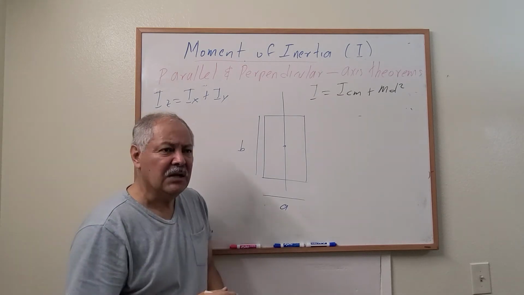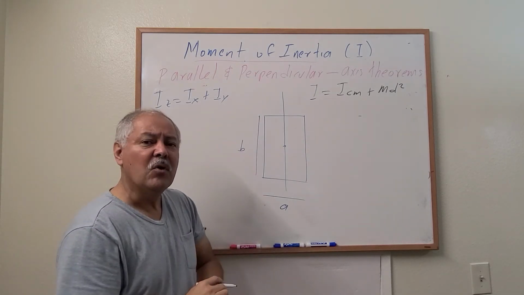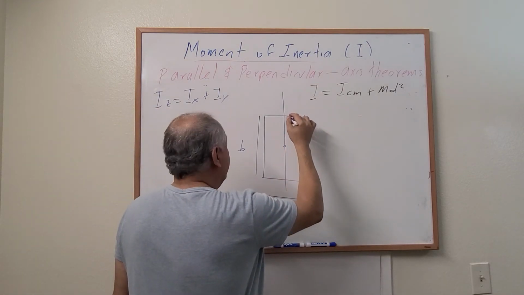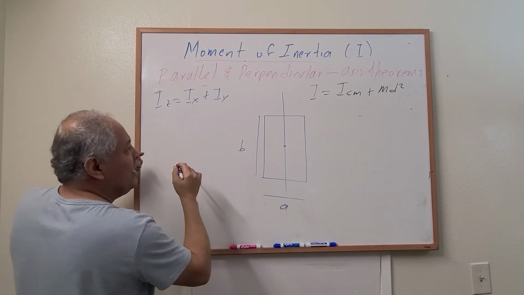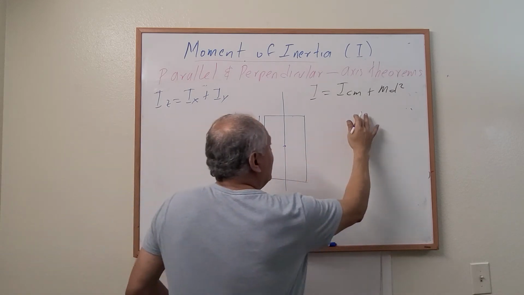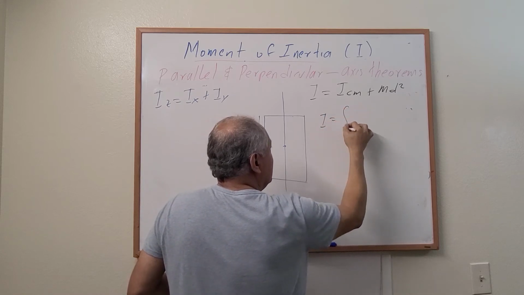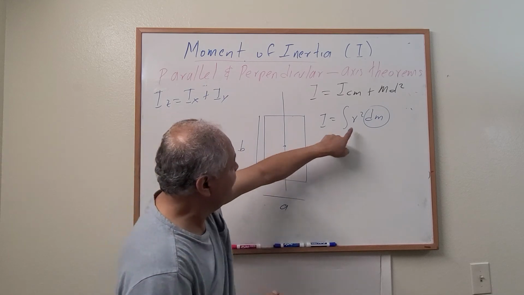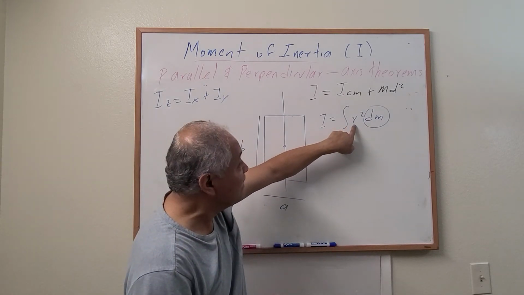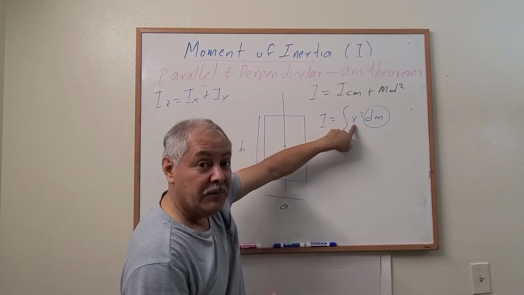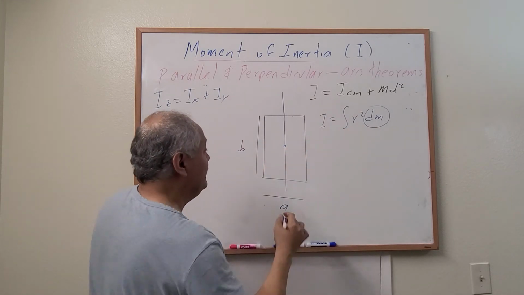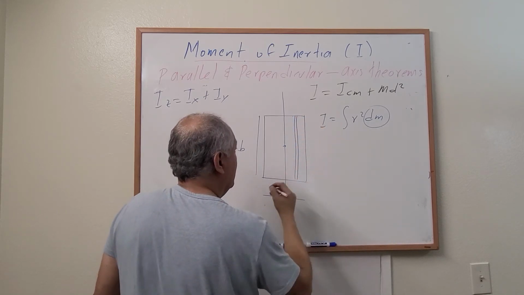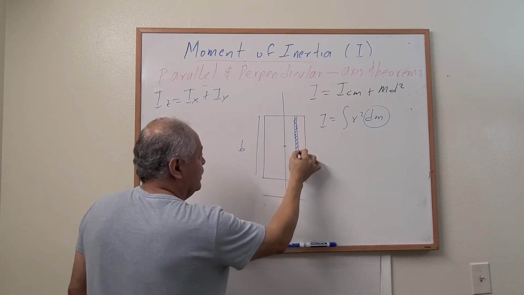Now, let's use a technique that we used before to calculate the moment of inertia. Because it's a surface, we need an element of area. Remember, we have the formula: moment of inertia equals the integral of r squared dm. So we're looking for the element of mass and then the distance from the axis to the element of mass. For example, let's take the element of mass right here.